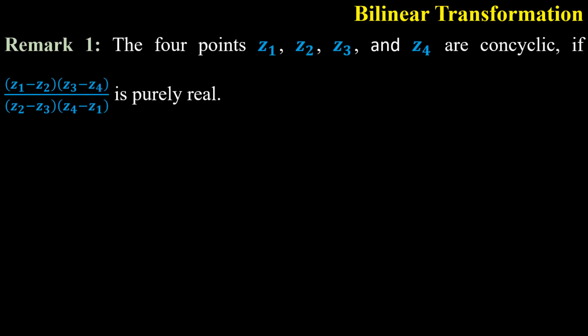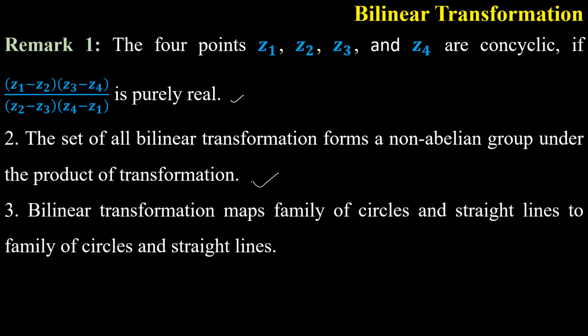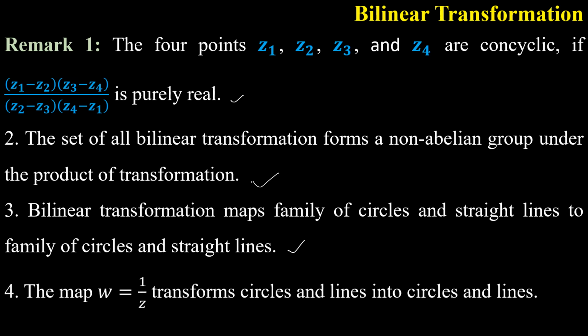Now we can analyze from the property of bilinear transformation that Z1, Z2, Z3 and Z4 are concyclic if the cross ratio is purely real. Second, the set of all bilinear transformations forms a non-abelian group under the product of transformations. The bilinear transformation maps a family of circles and straight lines to a family of circles and straight lines, as we analyzed. Now w equals 1 upon z transforms circles and lines into circles and lines.